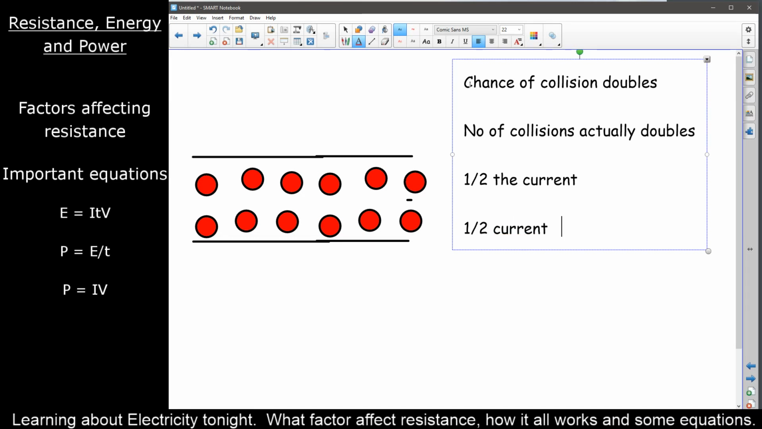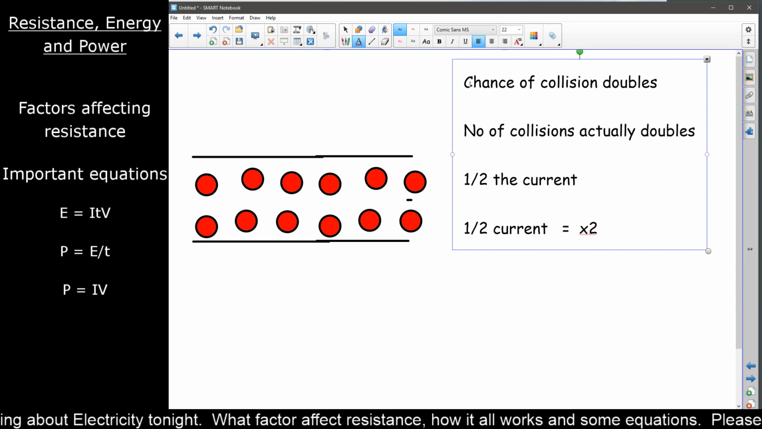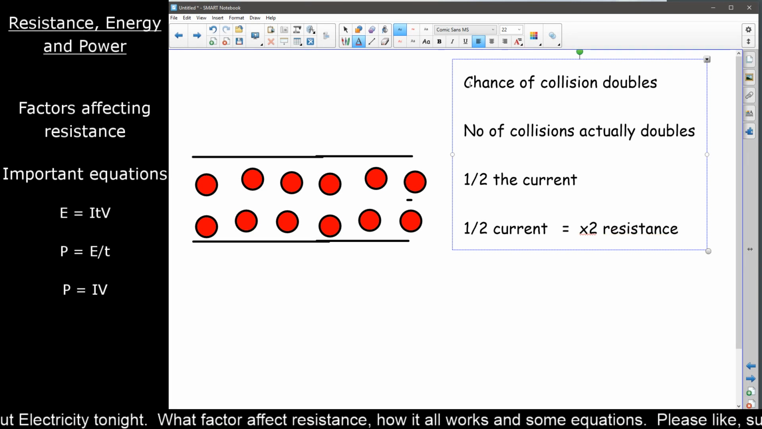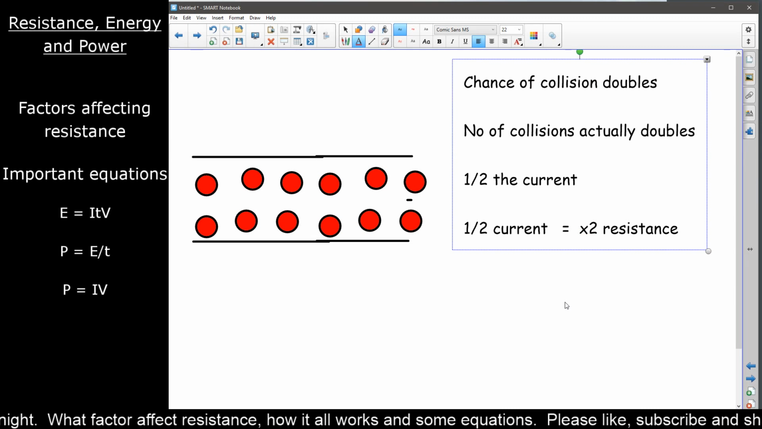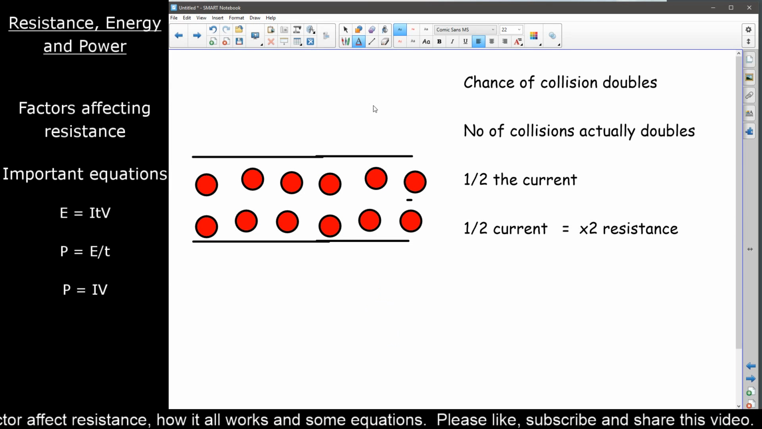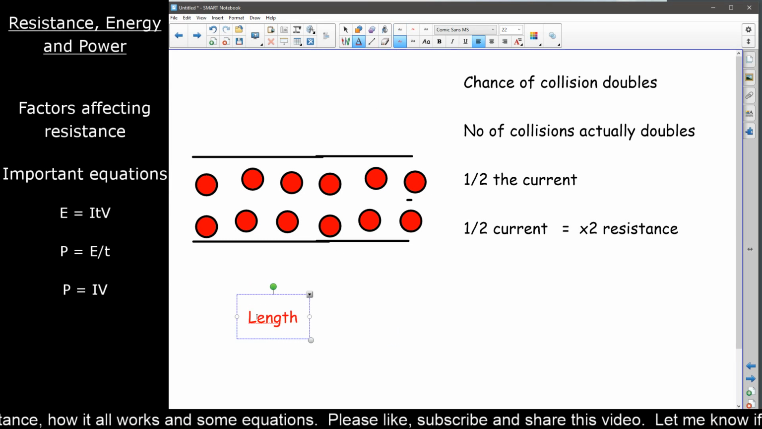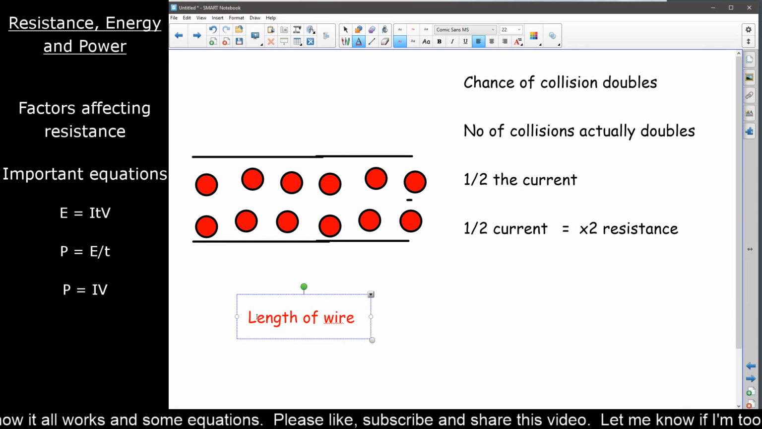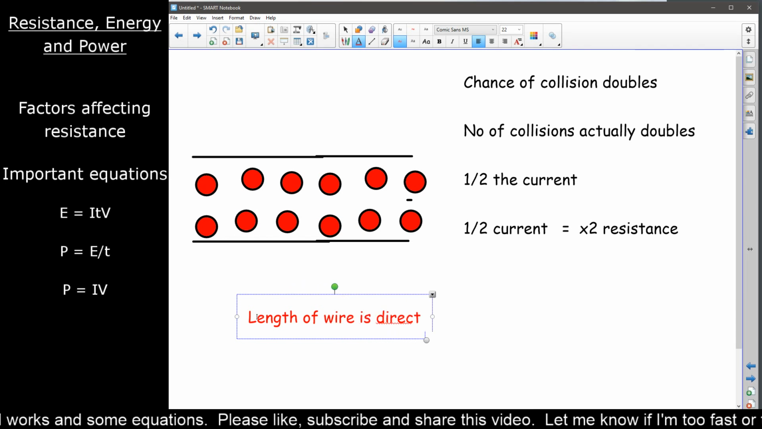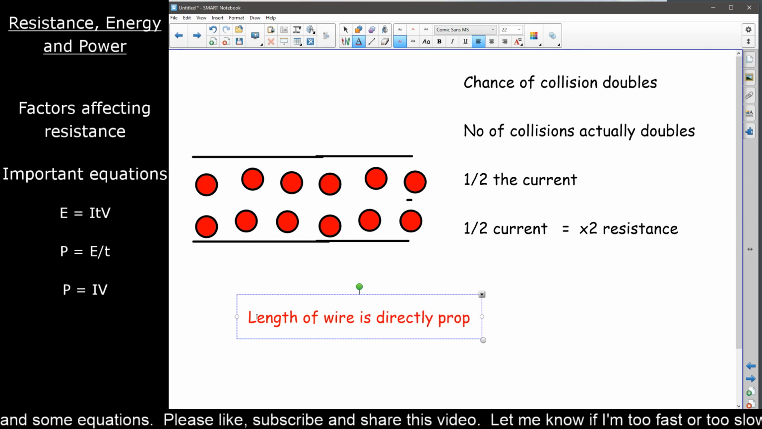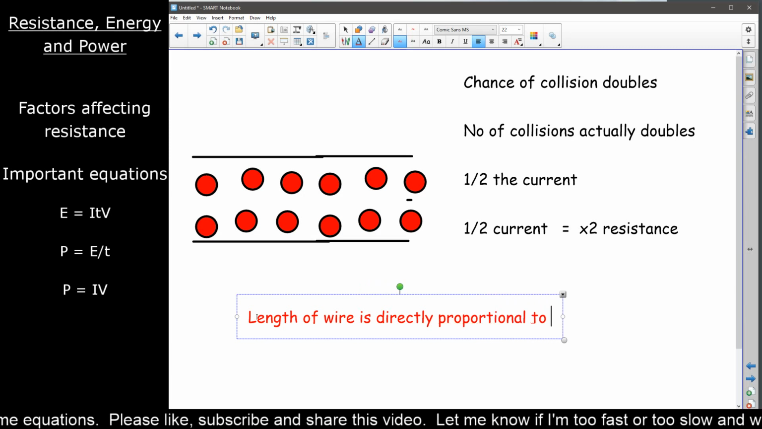we therefore have twice the resistance. Because remember, as the current goes down, the resistance goes up, but they are linked by an equation, so halving the current doubles the resistance. And this is the first thing I need you to learn then, that length of the wire is directly proportional to the resistance.